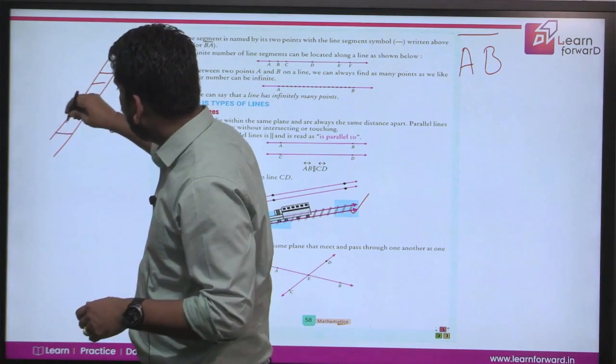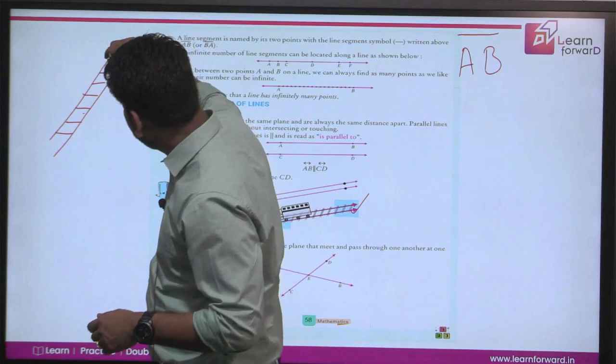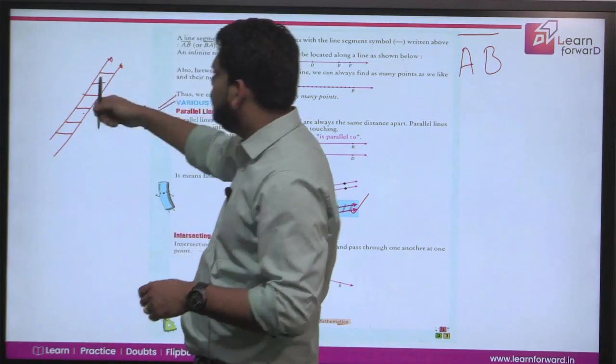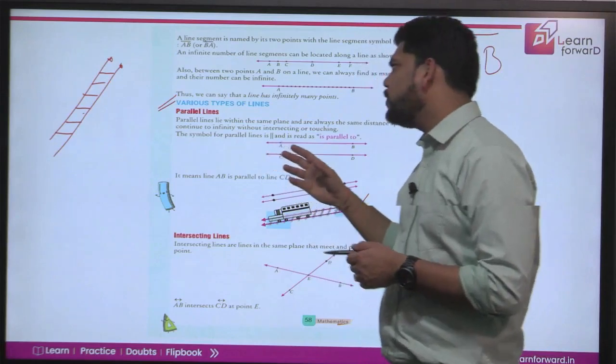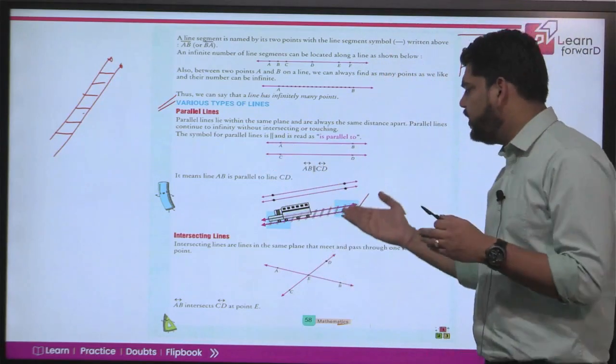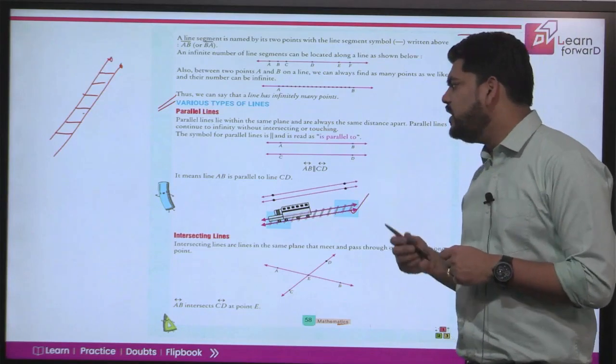So in a ladder, what happens? These two lines, this one and this one, are always parallel, right? So in a ladder also the opposite sides are parallel. In a railway track also the two lines are parallel. They do not meet each other.